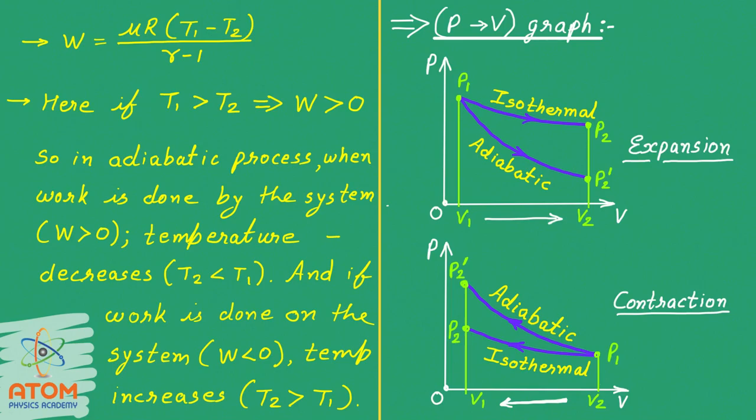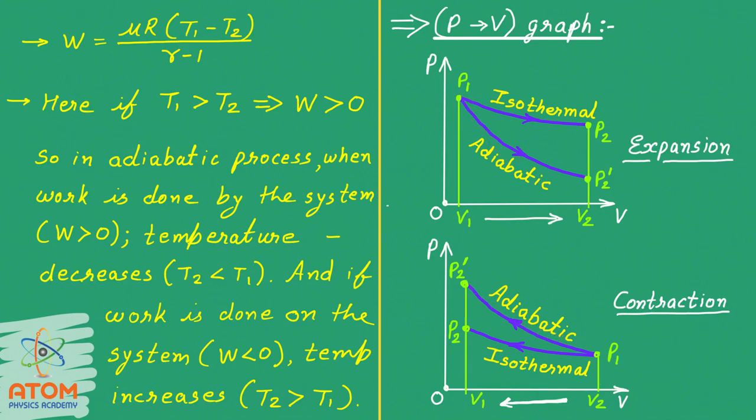Here, don't forget to note one thing in expansion and contraction, that the graph of isothermal and adiabatic has been flipped. See, here in expansion, the upper graph is of isothermal and the lower one is of adiabatic. But in contraction, the upper graph is of adiabatic and the lower graph is of isothermal. Also note one thing, that in both the cases, the curve of isothermal is less, whereas the curve of adiabatic is more.